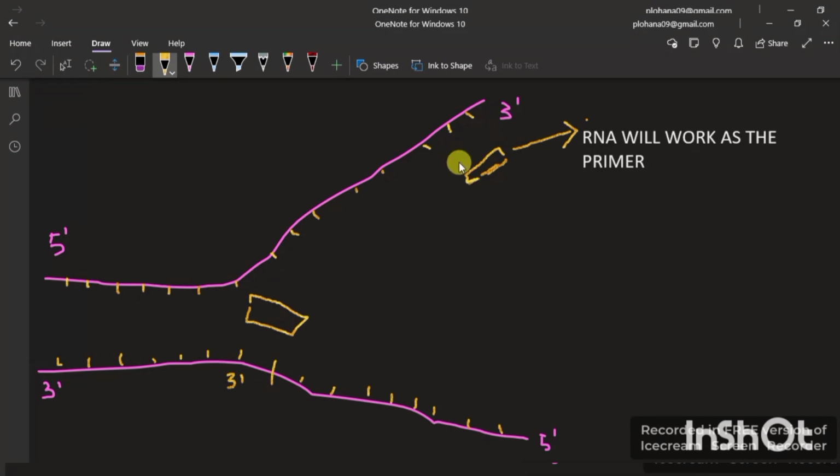Alright, so now what will happen? Now DNA dependent DNA polymerase will start work. It will start making the strand because now the conditions are fulfilled. Here it would be made. This is the 5' end because we know that DNA dependent DNA polymerase always makes the strand from the 5' end to the 3' end. So this must be the 3' end. Here it would be the 5' end. And here it must be the 3' end.